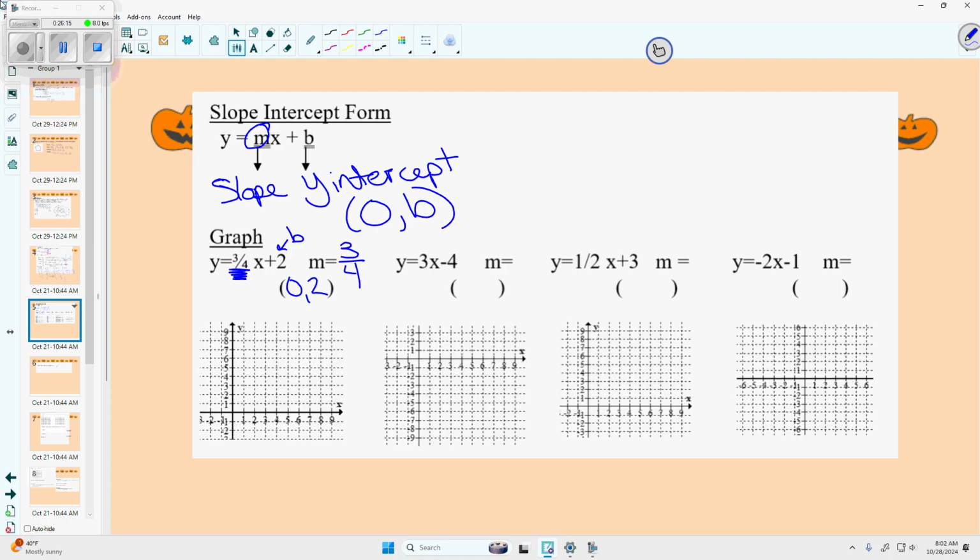Where do we start? 0, 2. So I start at 0, 0, and I go up 2, and I put a point. From that point, what do I do? Up 3 over which way? Right 4. So we go up 3, right 4. We put a point. How many points did it take to make a line?